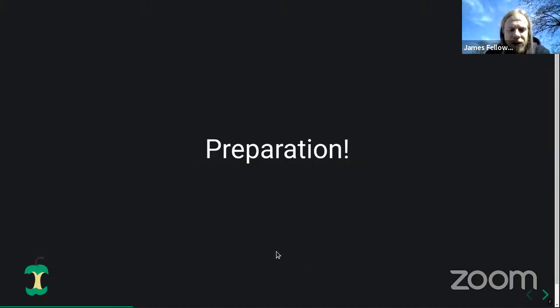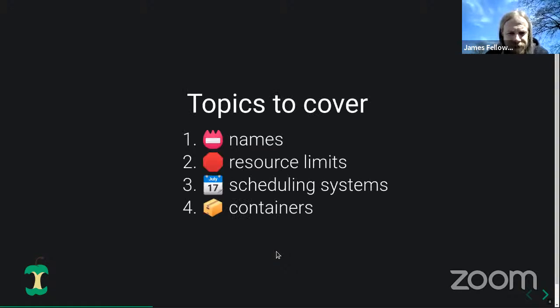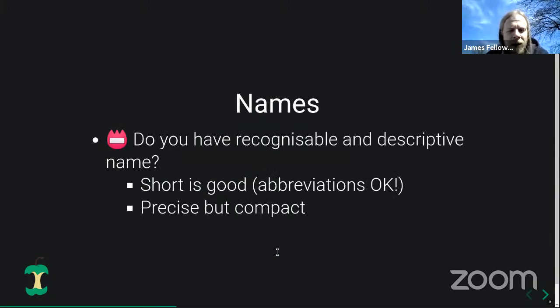So let's say you want to write an institutional profile for your particular cluster. There are multiple things you may want to cover, and this is the information that you want to gather before you start writing the profile. I'll cover things like names, resource limits, scheduling systems, and also containers. So the first question you want to ask is, what name do you want to call your cluster profile?